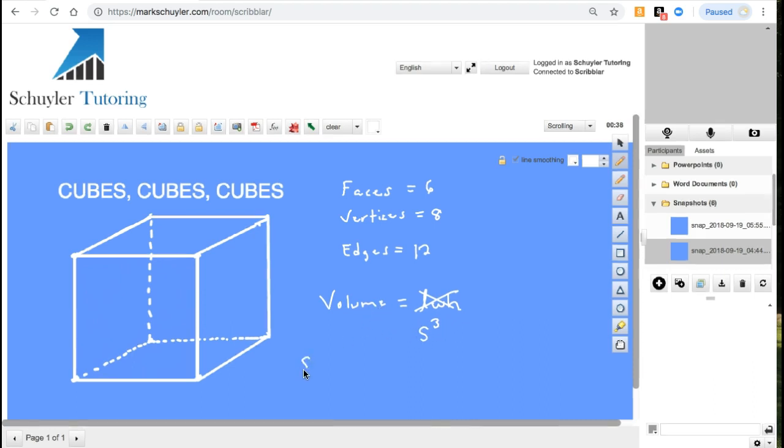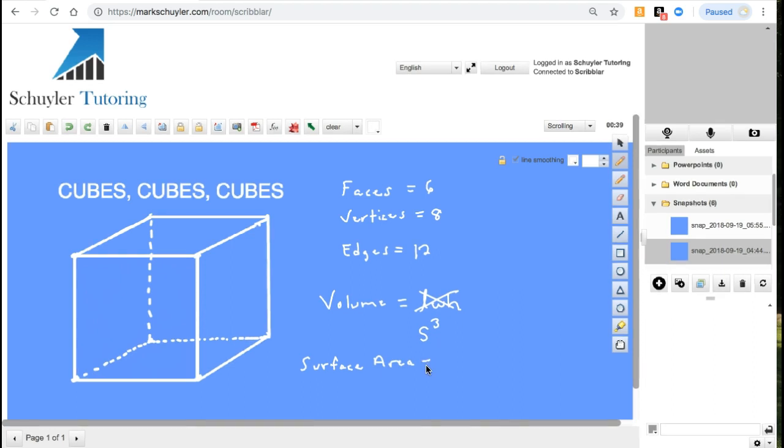The last thing you need to know that's pretty simple is that the surface area is how much wrapping paper you would need to completely wrap up the cube. That's what they're talking about. How much wrapping paper would cover all 6 faces.